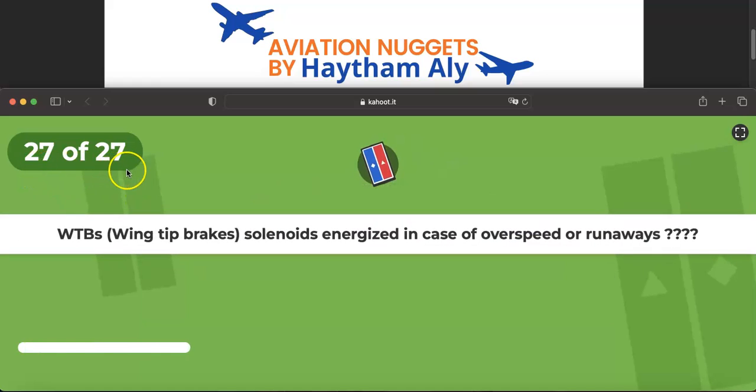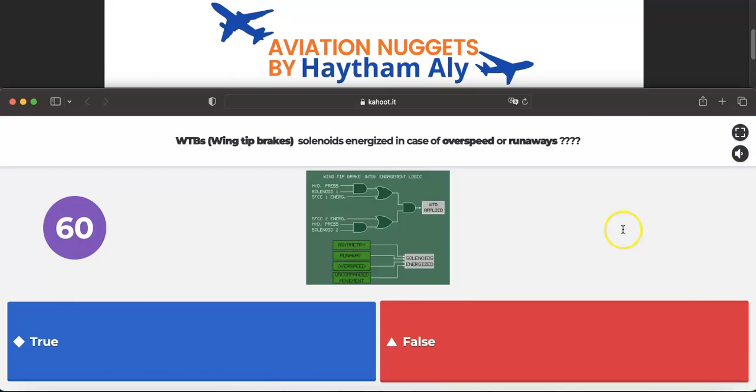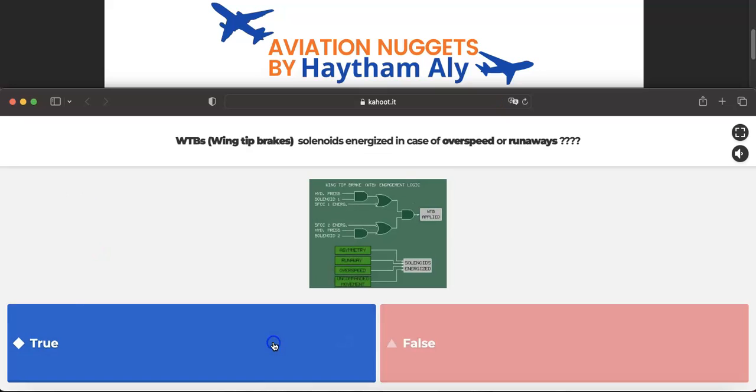Question 27 of 27. Wingtip brakes solenoids energized in case of overspeed or runaways. Yes, these are two conditions that allow the wingtip brake to be energized. Solenoids of the wingtip brake may be energized in case of asymmetry, runaway, overspeed, uncommanded movement. So yes, in case of overspeed or runaway failure, the solenoids of the wingtip brake happen to stop and lock the system. So this statement is true.